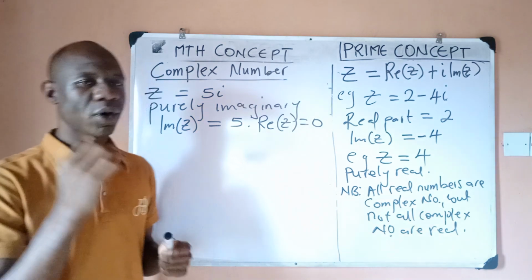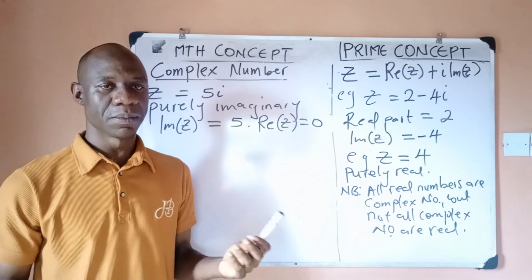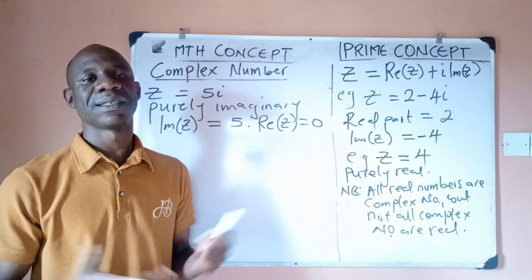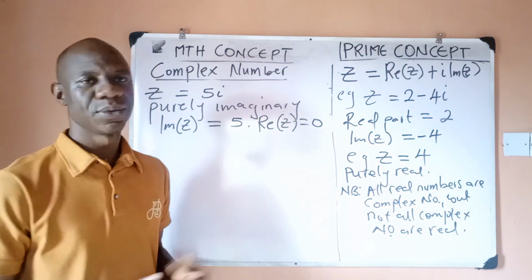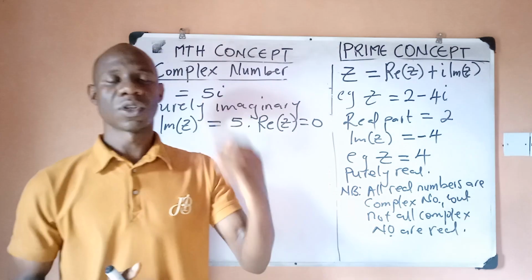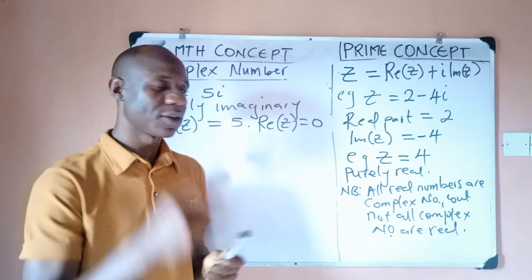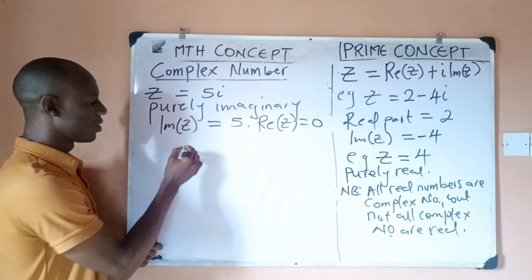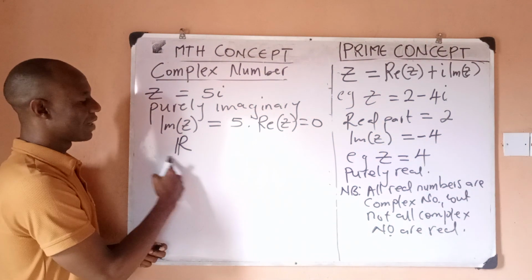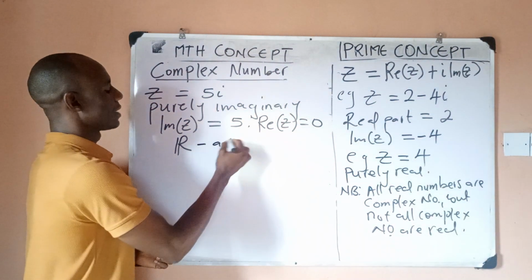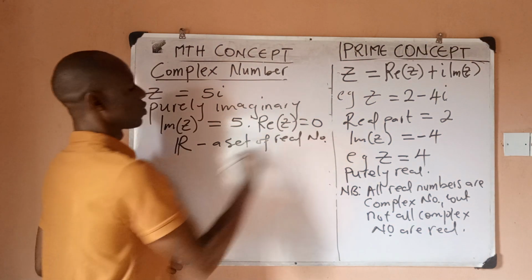Now, I also want to point out to you that just like we have a set of real numbers, a set that contains all real numbers. And what are real numbers? Real numbers are numbers from negative infinity to positive infinity. So a set of real numbers is denoted by this symbol, right? Yes, so whenever you see this, it means a set of real numbers, which is not what I'm dealing with for now.